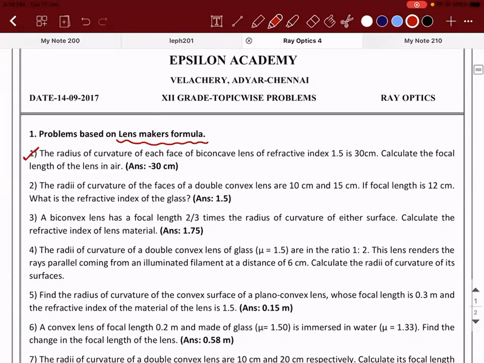The radius of curvature of each face of a biconcave lens of refractive index 1.5 is 30 centimeter. I repeat: the radius of curvature of each face of the biconcave lens of refractive index 1.5 is 30 centimeter. Calculate the focal length of the lens in air.